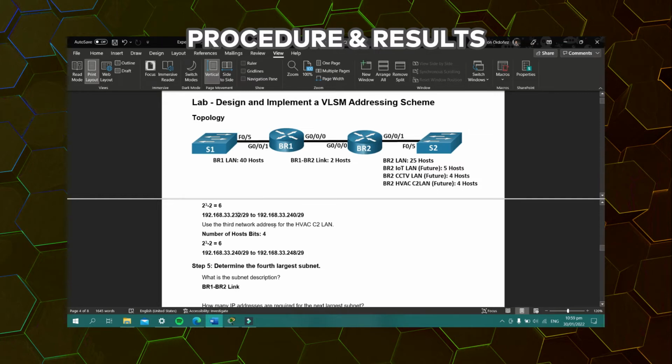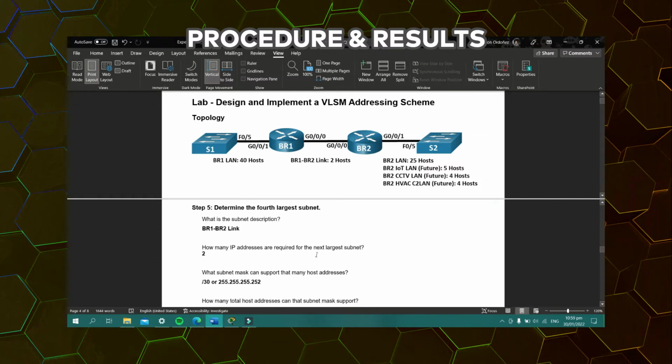Next, use the third network address for the HVAC C2 LAN host. The number of hosts is 4, but we will be using 3 host bits. 2 raised to 3 minus 2 is equal to 6. So the result is 192.168.33.240/29 to 192.168.33.248/29. Next, determine the fourth largest subnet. What is the subnet description? The subnet description is BR1-BR2 link.